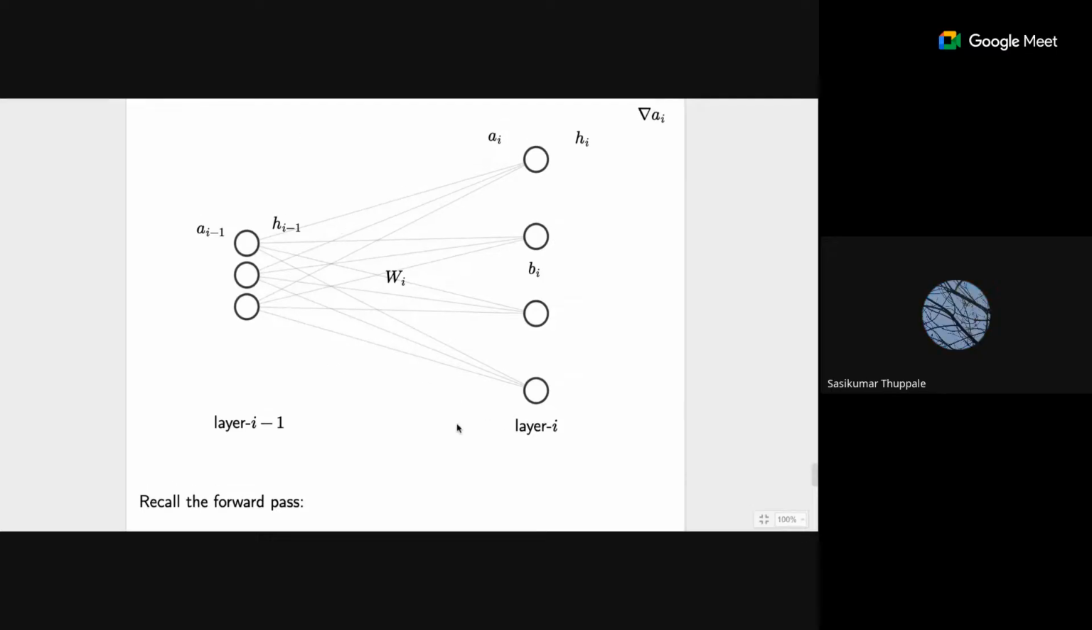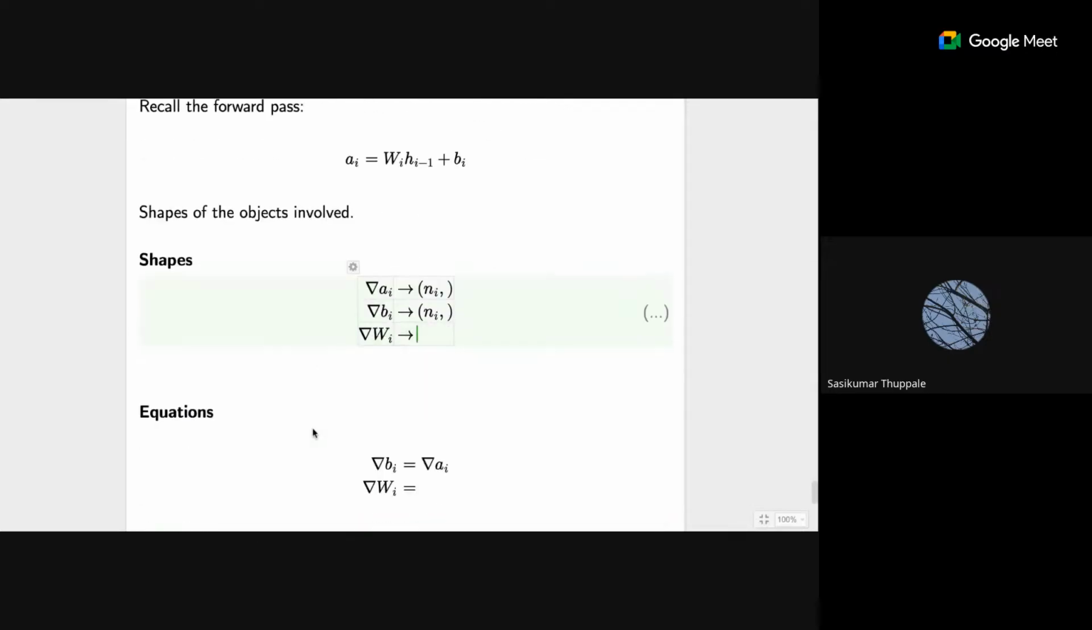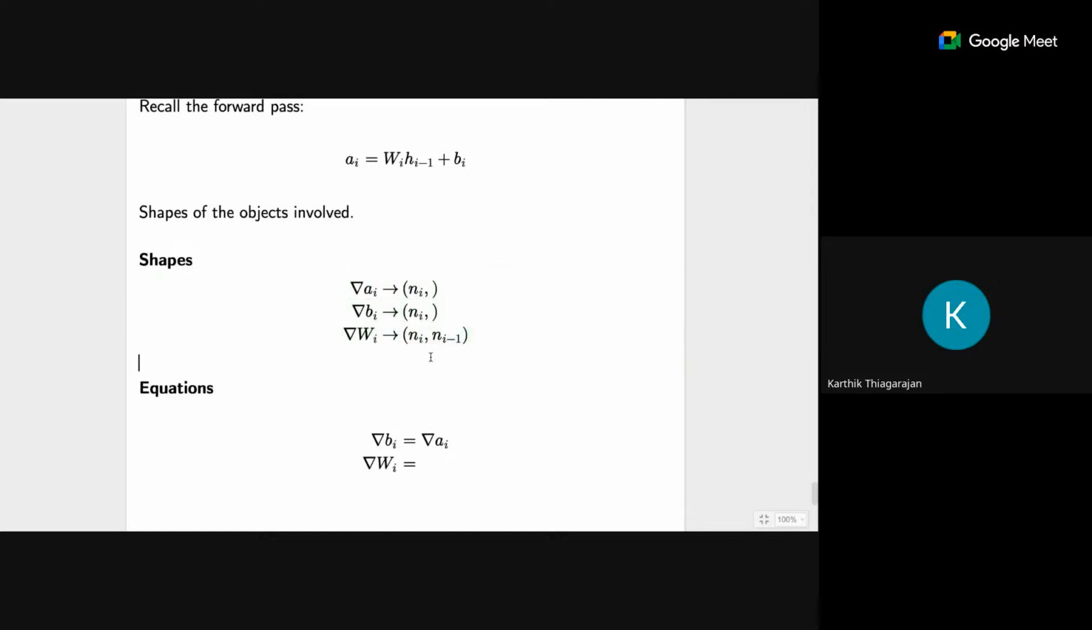N_i cross N_{i-1}, is it? Yeah, so it's N_i. The shape of the gradient is the same as the shape of W_i itself, right? So the gradient is going to have the same shape as the corresponding matrix. Okay, is this fine with everyone? The shape? Because if it's not clear, you won't understand the equation for this one.